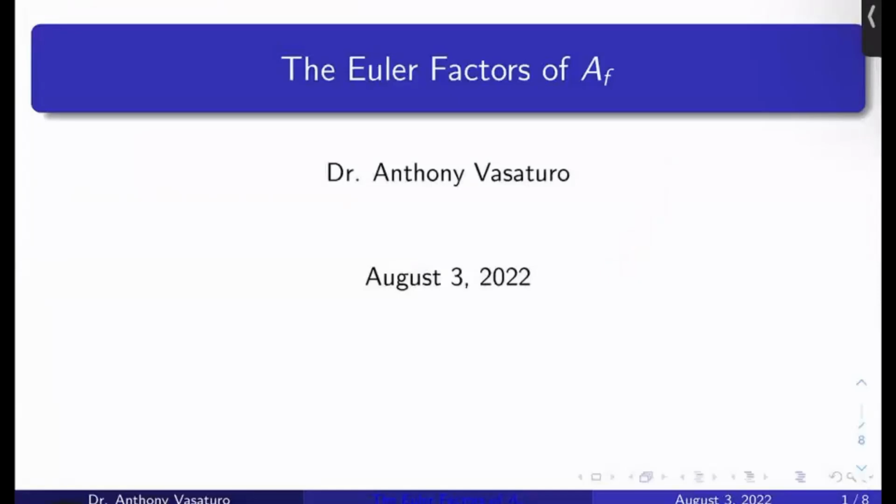Today, we're going to begin taking a lot of the information we've learned over the past several videos and start pushing it back towards conjecture 1 and the concept of modularity. So today, we'll be looking at the Euler factors of the abelian variety A_F attached to a newform, or a primitive form if you like, F.